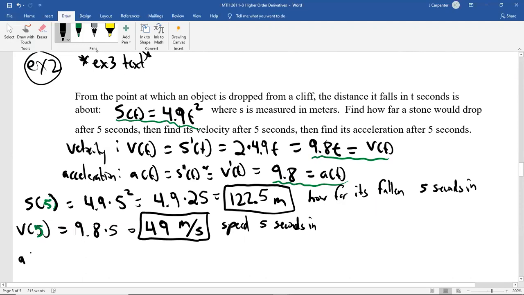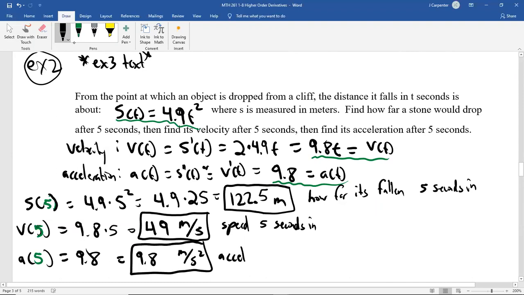Finally, the acceleration. Well, the acceleration function is just 9.8. There's nowhere to plug it in. This says that the acceleration is always 9.8. So it's 9.8 meters per second squared. That's the acceleration 5 seconds in. I know I got sloppy there.